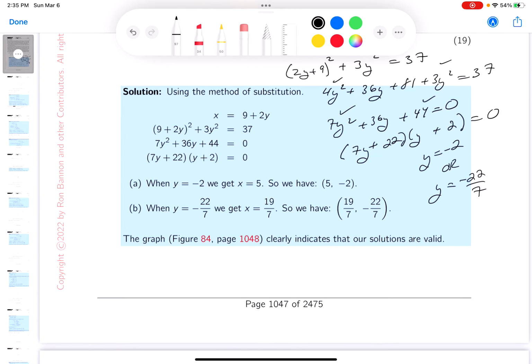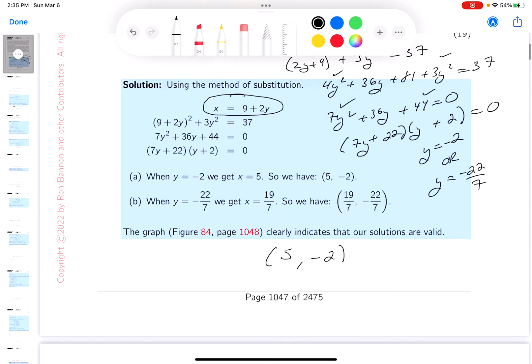This is not the answer. The answer is the point of intersection. So let's just do one at a time. If y is minus 2, and you may wonder what equation I'm using, I'm using this one over here. What would x be? It would be 9 minus 4, which is 5. And the other answer is going to be minus 22 sevenths. This is far more difficult, by the way, but I'm still going to plug it in there. And what do you get?